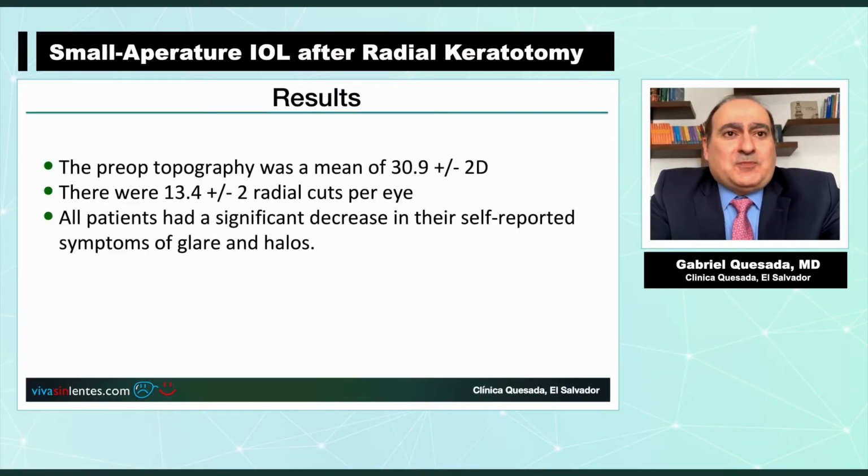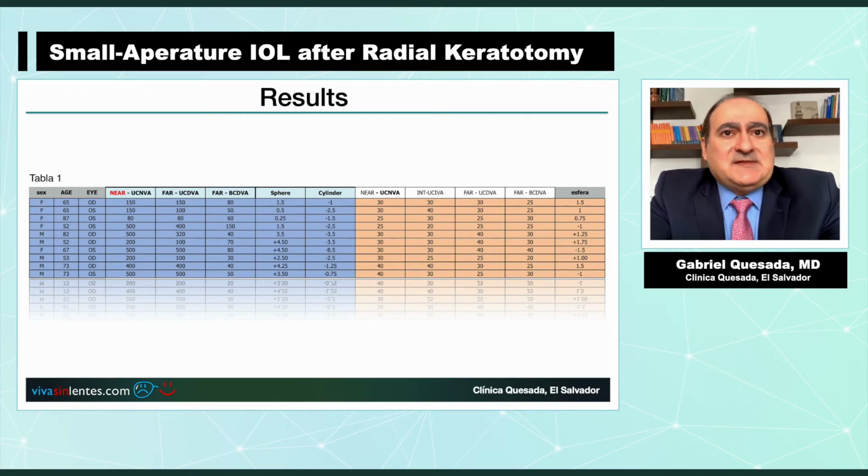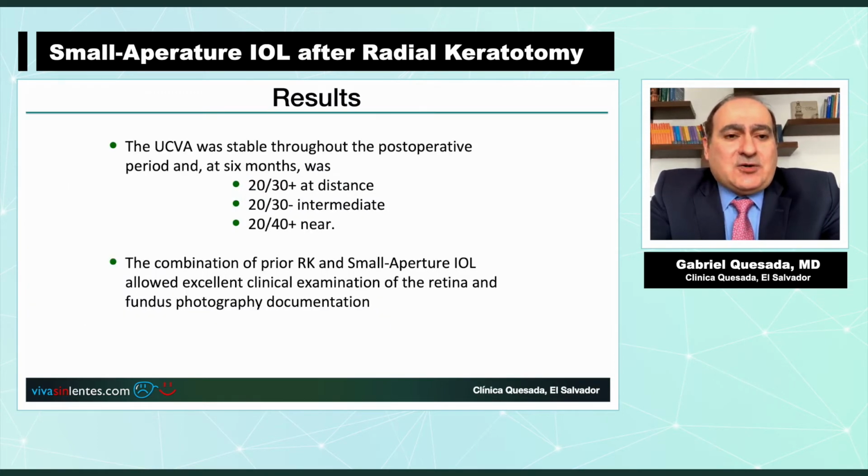In general, the pre-op topography was a mean of 30.9 plus or minus 2 diopters. There were 13 plus or minus 2 radial cuts per eye. All patients had a significant decrease in their self-reported symptoms of glare and halos. I can't show you all the cases, but in general, the uncorrected visual acuity was stable through the postoperative period, and at 6 months was 20/30 plus at distance, 20/30 at intermediate, and 20/40 plus at near.